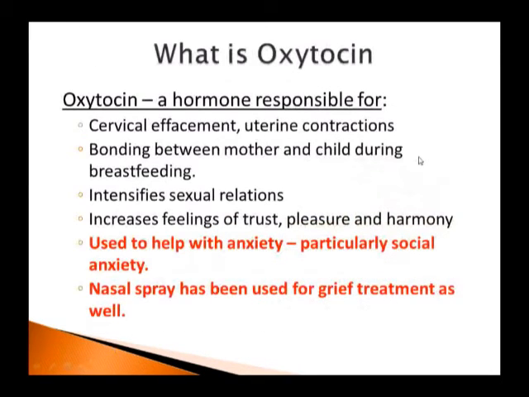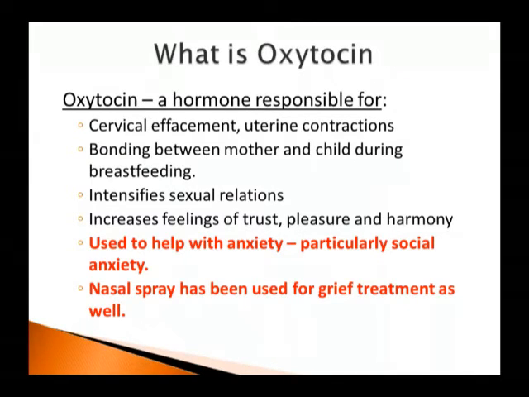Well, what is oxytocin? This is something that is being hotly researched now in autism, and it certainly has applicability to other types of mental health conditions as well. Oxytocin as a hormone is responsible for uterine contractions. It helps to thin the cervix in preparation for delivery. It's also a bonding hormone that's released between the mother and child during breastfeeding. It's released in all of us throughout our lives. It helps to intensify sexual relations. It can help improve feelings of trust, pleasure, and harmony.